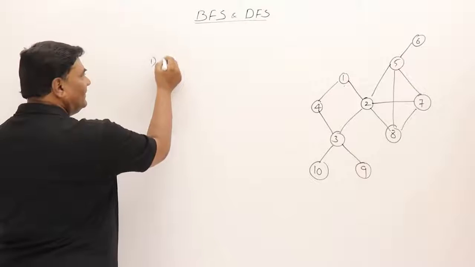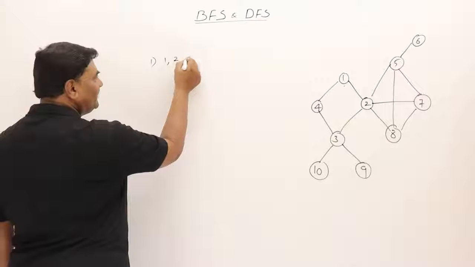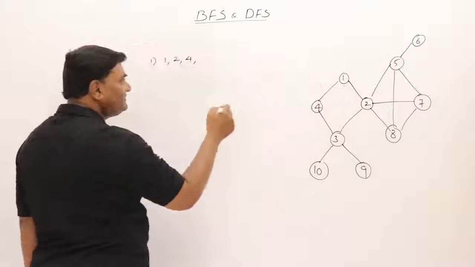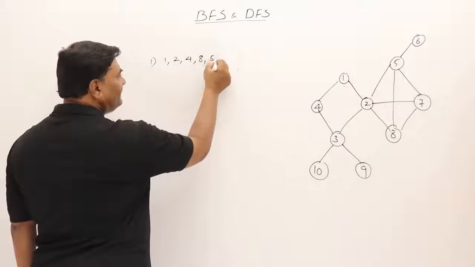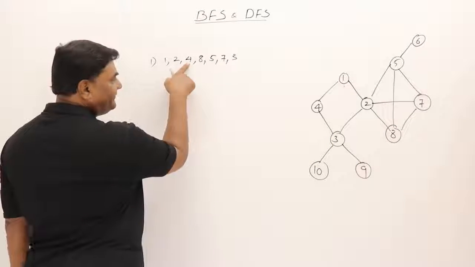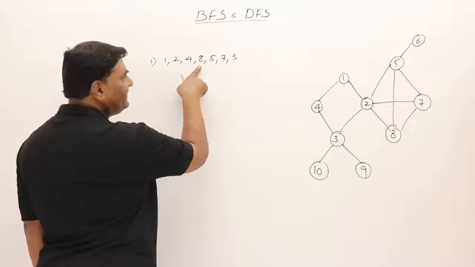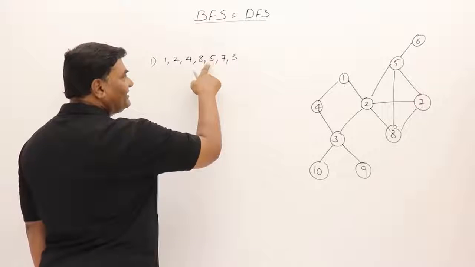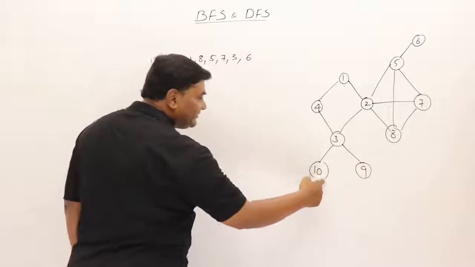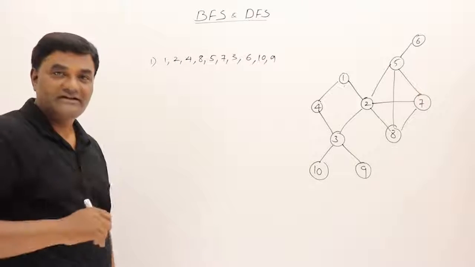First one, I'll start from vertex 1, then I'll explore the adjacent vertices. First I'll explore 2, then 4. Then I have to start exploring 2 because I have visited 2 first. Who are adjacent to 2? I will take 8, then 5, then 7, then 3. All these are adjacent to 2. Then I should explore 4. Who are adjacent to 4? 3. It's already over. Then explore 8. Who is adjacent to 8? 5 and 7, both are visited. Now explore 7. So this is 6. Now explore 3. So 10 and 9. This one is also a valid answer.